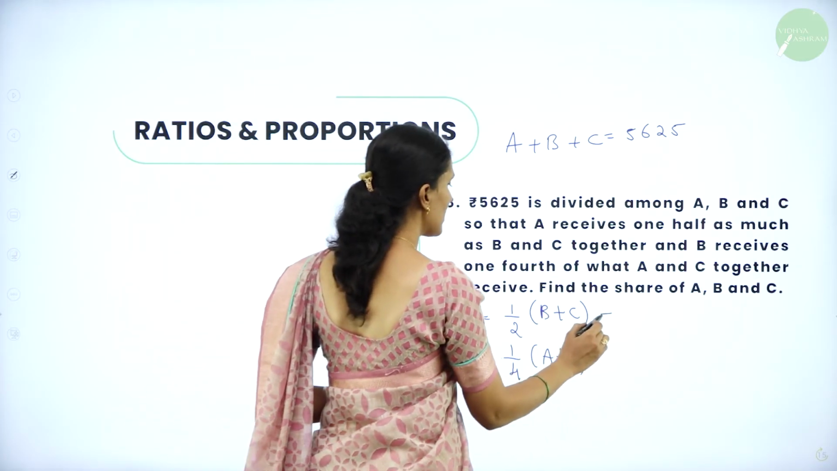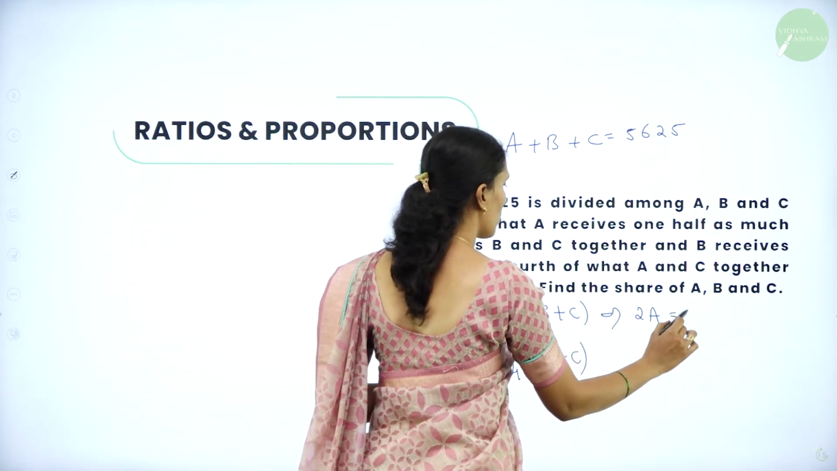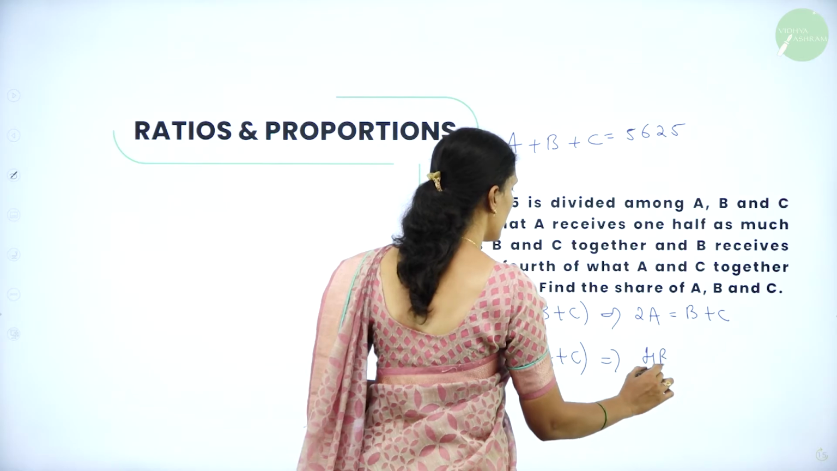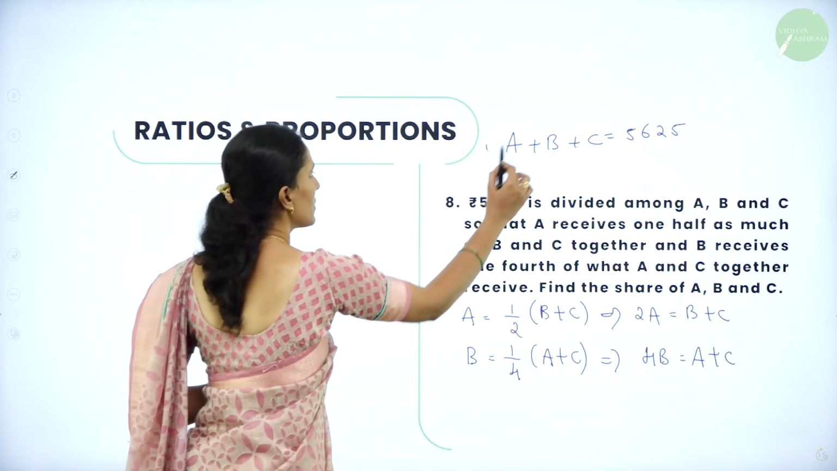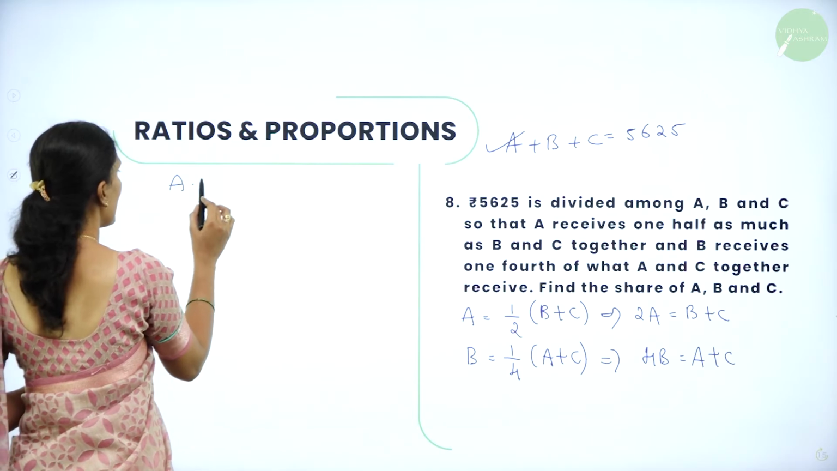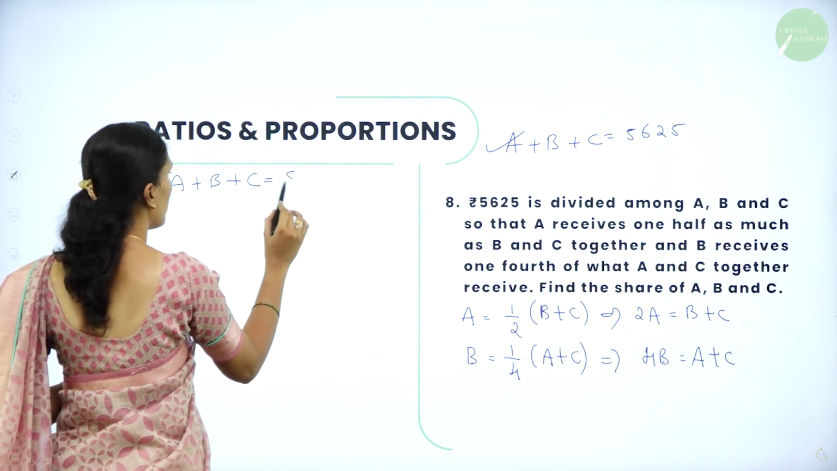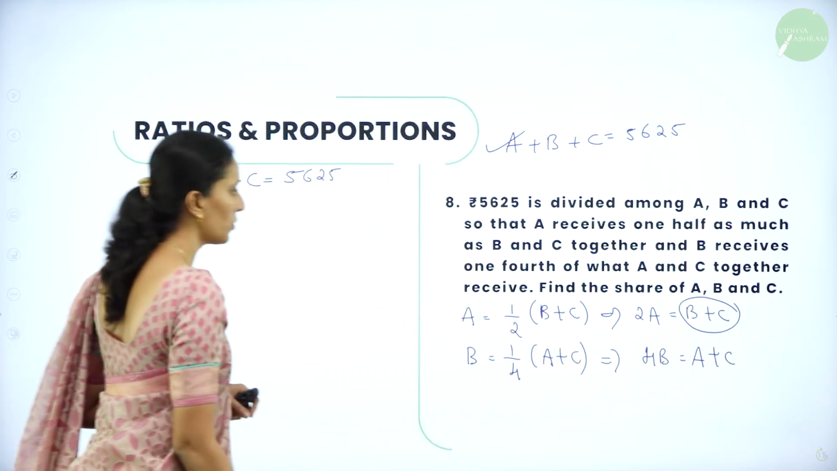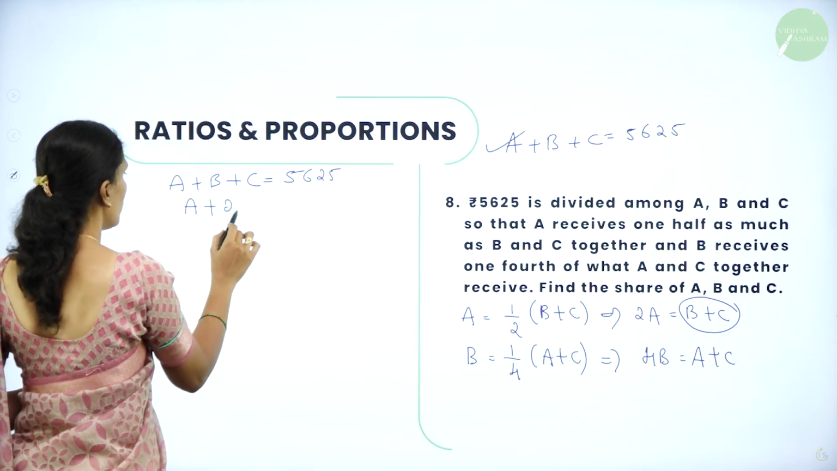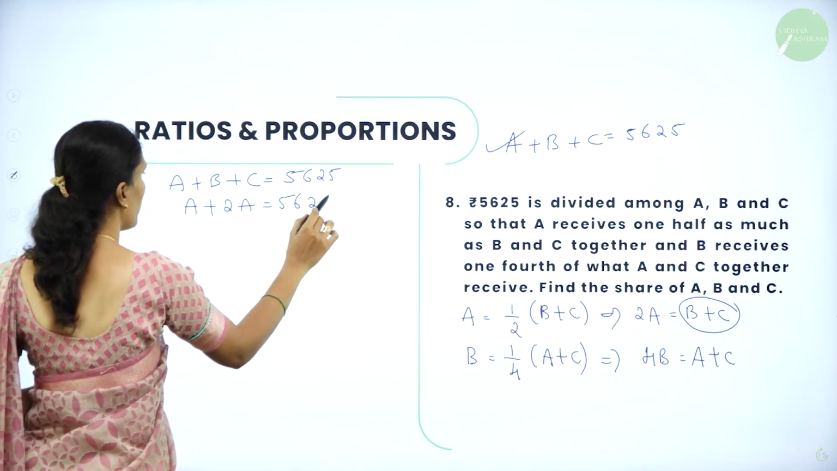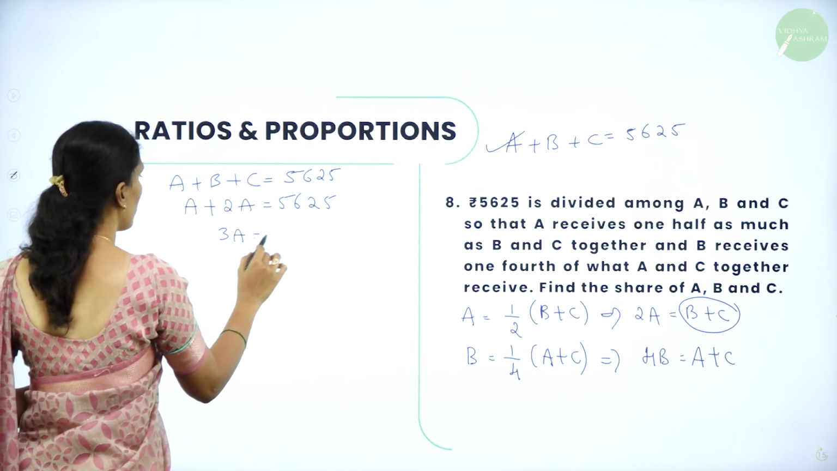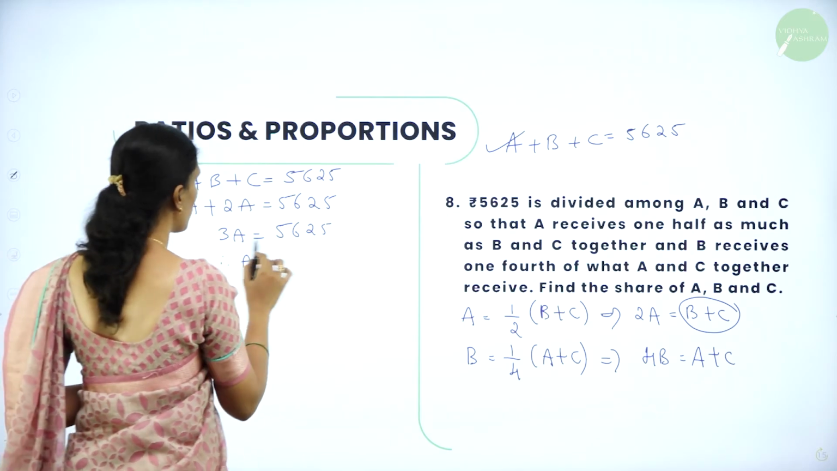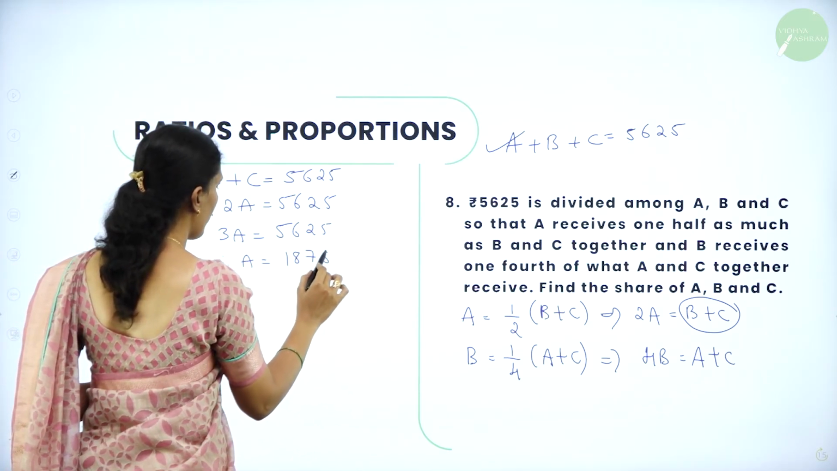Now, let me convert this. You can write this as 2A is equal to B plus C. Similarly, here you can write 4B is equal to A plus C. Now, use this equation. We have A plus B plus C is equal to 5,625. Here we got B plus C is equal to 2A. So A plus 2A is equal to 5,625. 3A is equal to 5,625 and therefore A is equal to 5,625 divided by 3, which is 1,875.